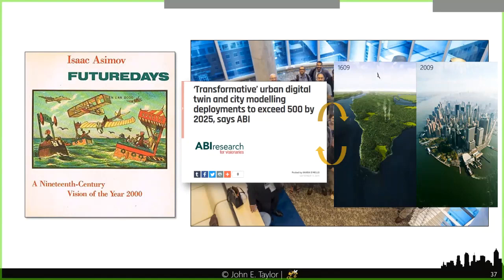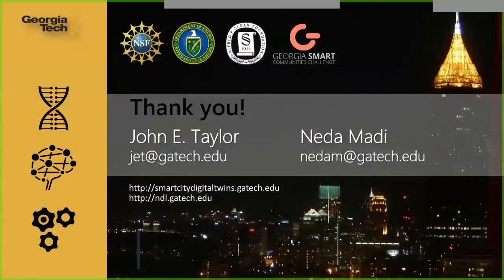And if we're going to have 500 smart city digital twins by 2025, then we're going to need to do a lot of research, a lot of work like the work we're doing with the City of Columbus, with the City of Atlanta, to figure out how to do this effectively so we can have not just smart, but sustainable, resilient, livable, and equitable cities. And with that, I'll conclude the presentation, and I'd be happy to discuss Smart City Digital Twin further through your questions.